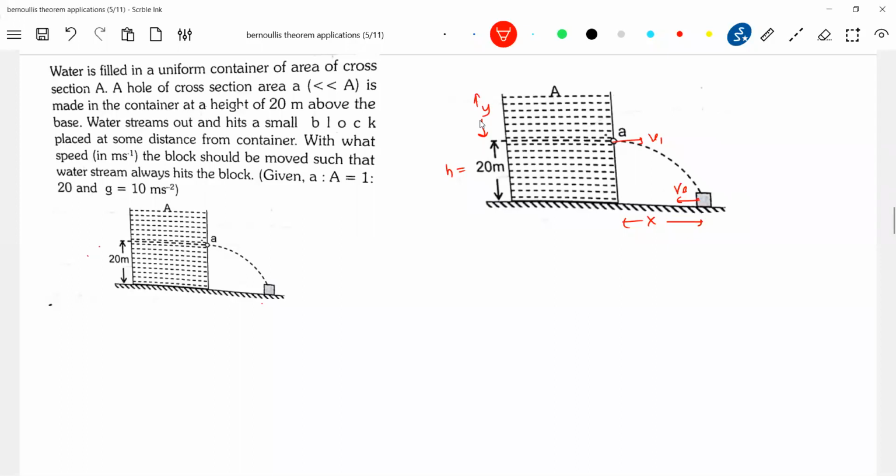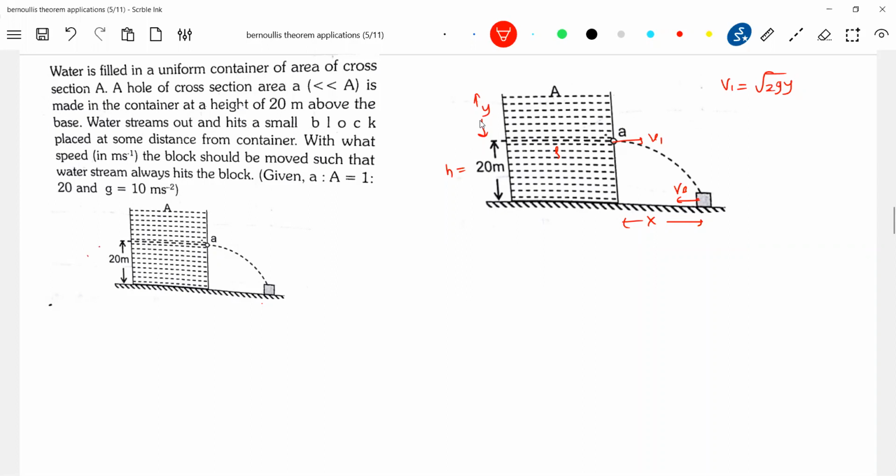So first we'll get the velocity of flux. What is the velocity of flux? Straight away, shall we write root of 2gy? The velocity of flux will be root of 2gy.